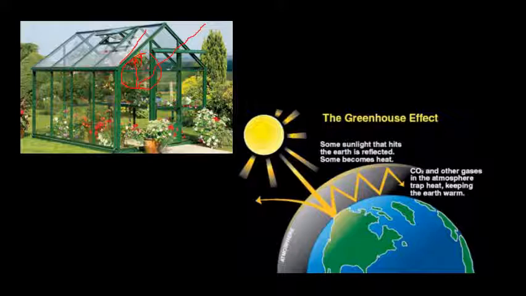Same thing happens here on Earth, where instead of having glass around us, we have an atmosphere. And in this atmosphere, there are certain gases that are called greenhouse gases. Number one up there is CO2, carbon dioxide, the same stuff you breathe out of your mouth. H2O, we have water vapor. There is liquid water up there as well, but water vapor is the greenhouse gas. And then we have another one, CH4, methane.